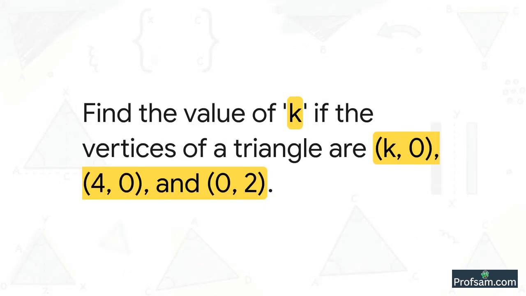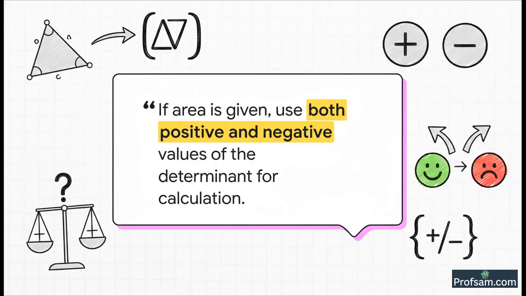And here's our boss level problem, again from the NCERT exercises. We have the vertices (k, 0), (4, 0), and (0, 2). The area is 4. Our mission, find the value of k. Now listen up, because this is the #1 trick that everyone forgets. Because the formula uses an absolute value, the determinant inside those bars could have been positive or negative to begin with. So if the area is 4, that means the value of our determinant, delta, multiplied by 1/2, could have started as +4 or -4. We have to check both possibilities.